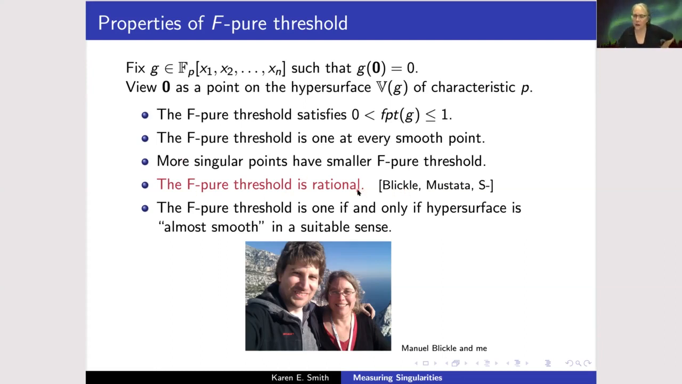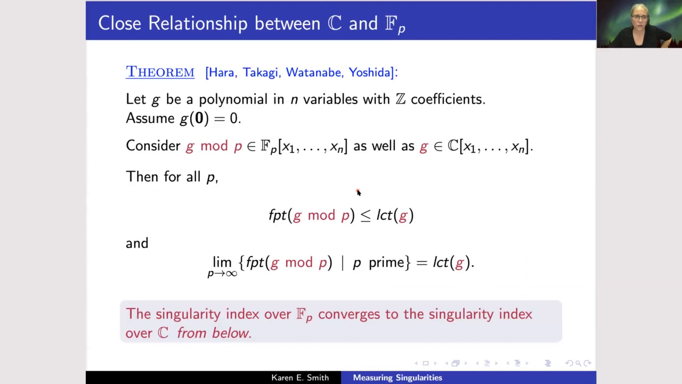I think it's definitely not clear from the way we defined it as a supremum. Okay, let me give you a careful, formal statement of the relationship between these singularity indices over the complex numbers and over finite fields.